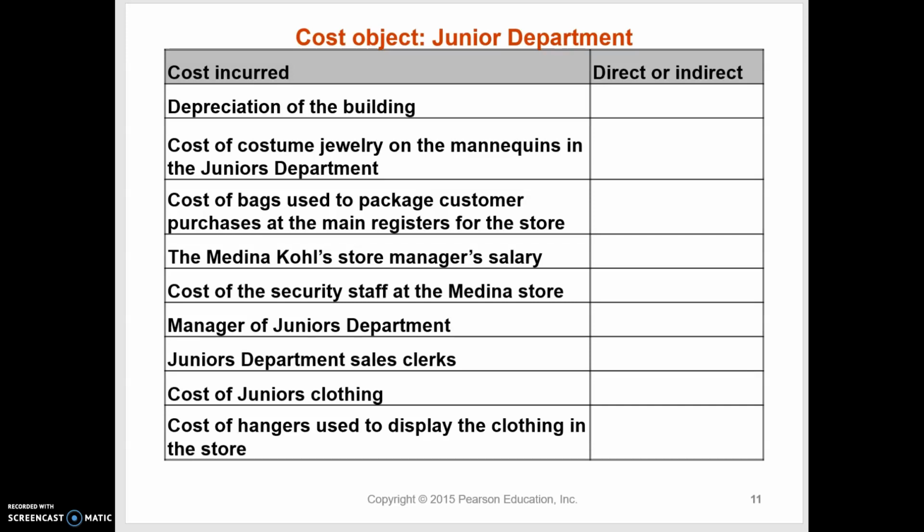So if we look at the cost of the depreciation on the Kohl's store in Medina, Ohio, that's going to be considered an indirect cost when we're trying to determine the cost of just the junior department. The cost of the costume jewelry and the mannequins in the juniors department. Since it's in the juniors department, we can trace that cost. That goes directly to the junior department cost.